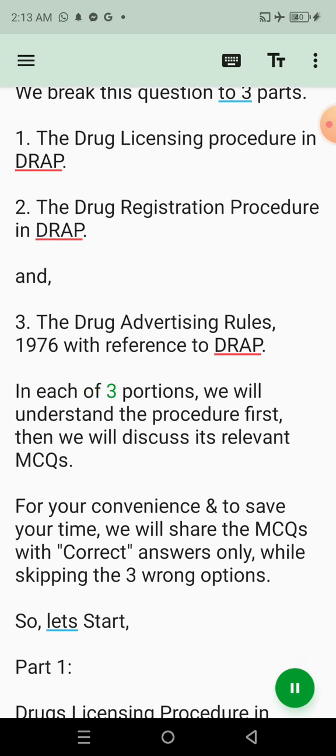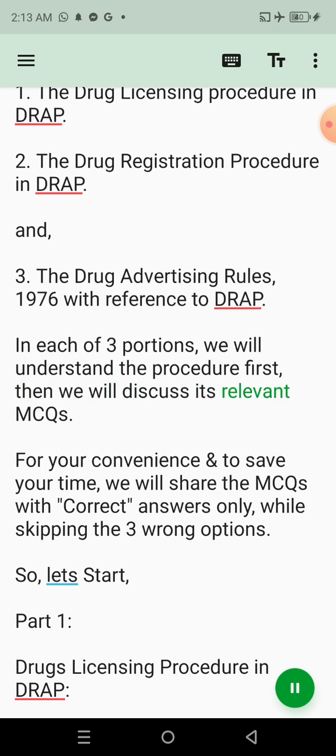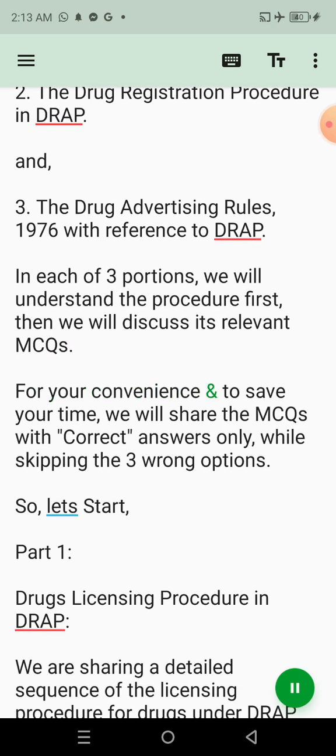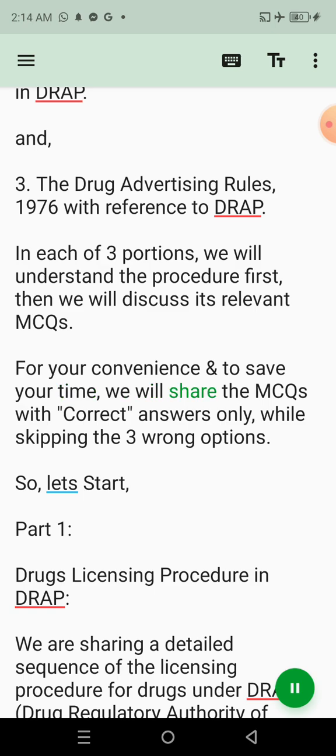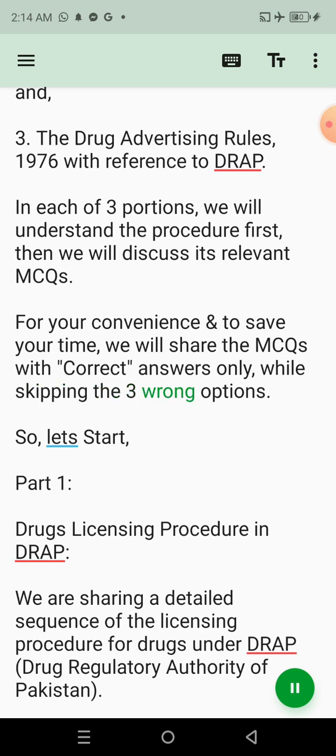In each of the 3 portions, we will understand the procedure first, then we will discuss its relevant MCQs. For your convenience and to save your time, we will share the MCQs with correct answers only, while skipping the 3 wrong options.